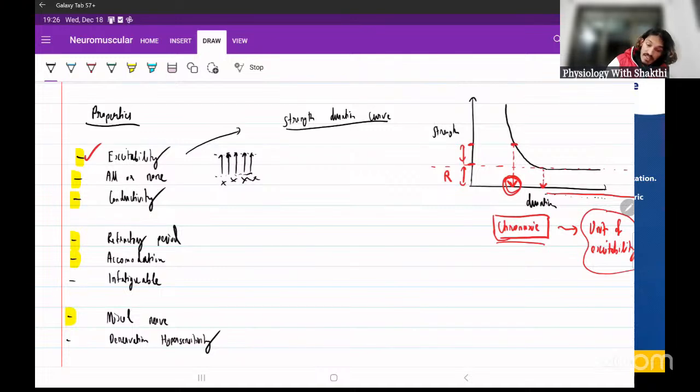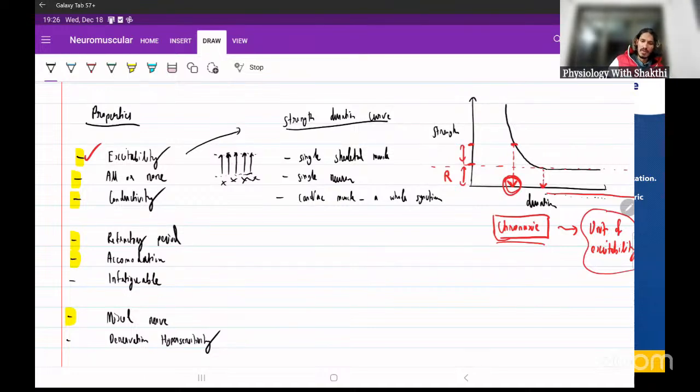Okay, but the thing is, what does all or none law apply to? All or none law applies to a single skeletal muscle fiber, a single neuron, or cardiac muscle as a whole syncytium.